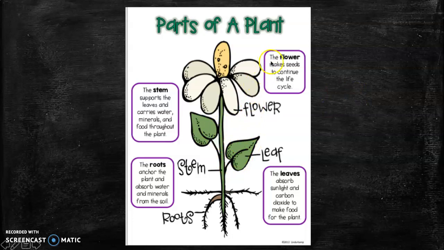The last part, the flower, makes seeds to continue the life cycle. So the job of the flower is making new seeds so we can grow another plant or another flower. Okay, so we learned about the parts of the plant, the roots, the stem, the leaves, and the flower. Each part is very important.